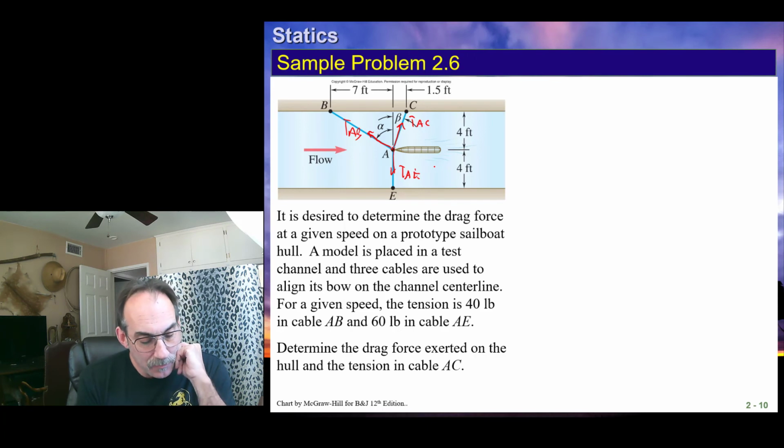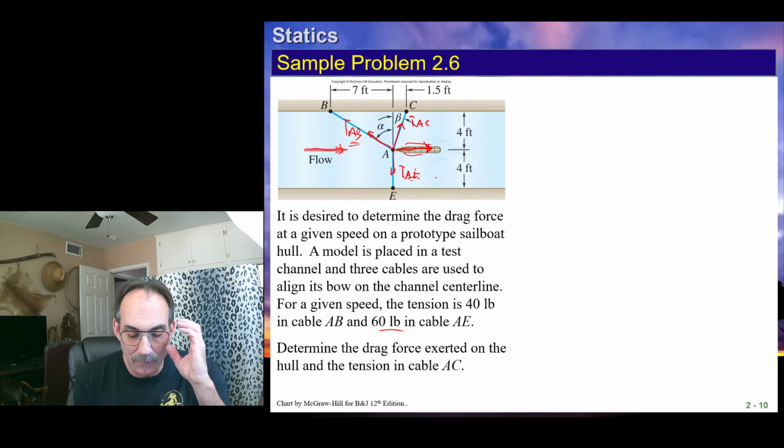And then the other thing you might not notice: since the flow is going in this direction, it is going to cause drag on this boat, such that the force of that flow is going to cause a force in the horizontal direction like this. When we read the problem, we see the tension is 40 pounds in cable AB, so we have this one known, and 60 in AE, so we have this one known.